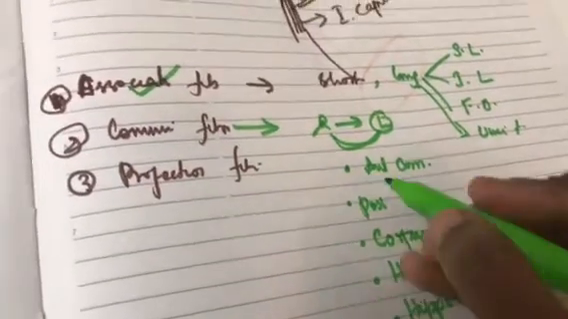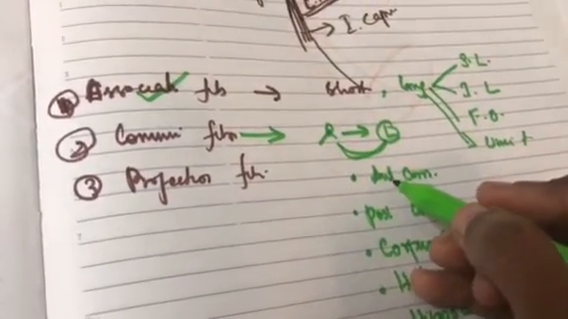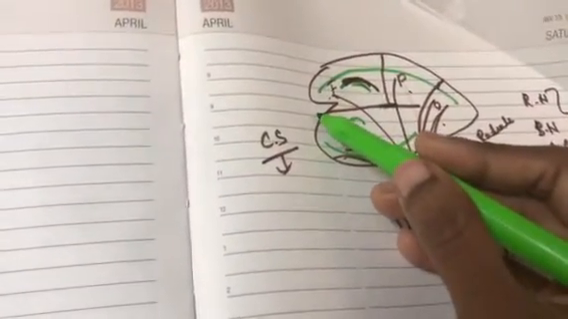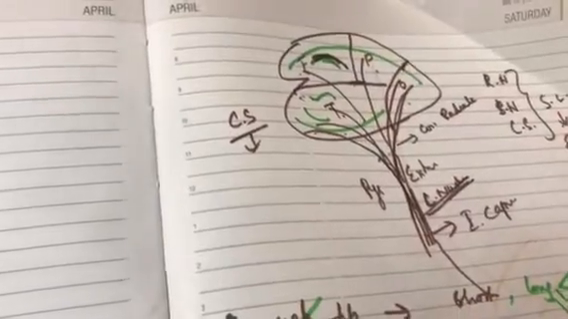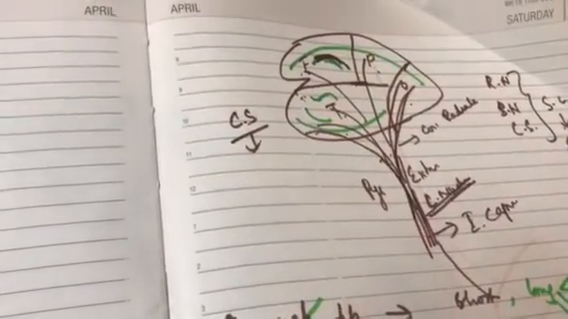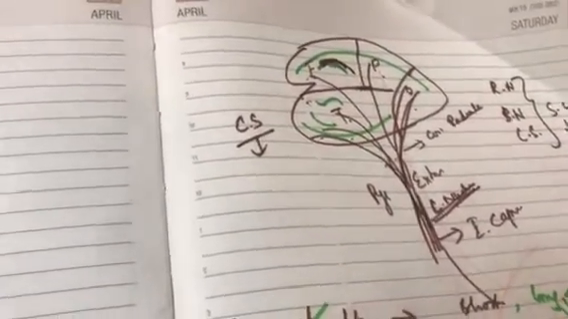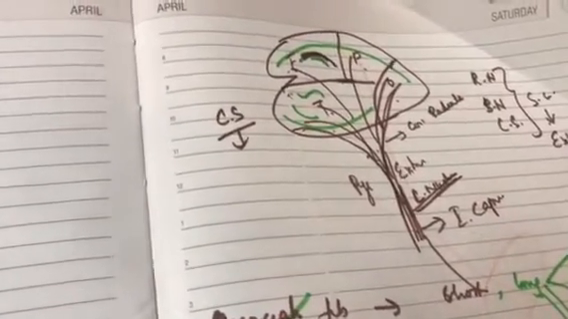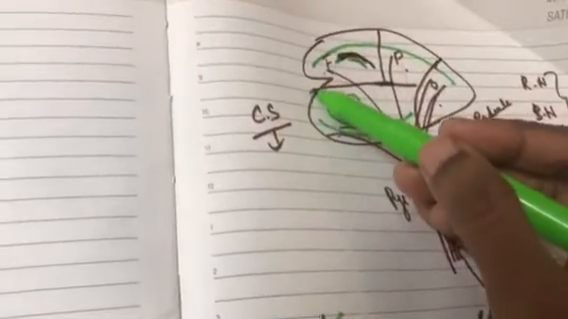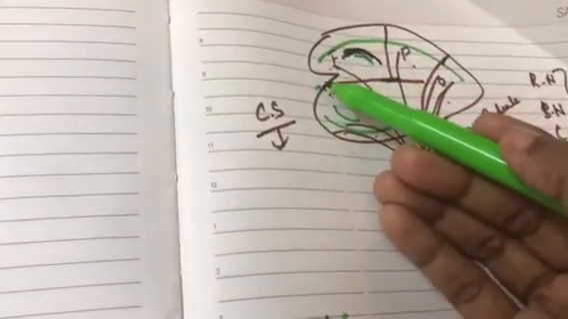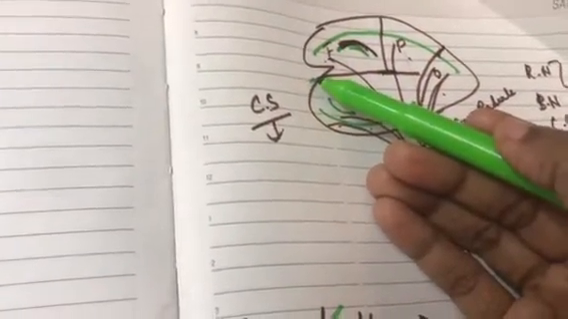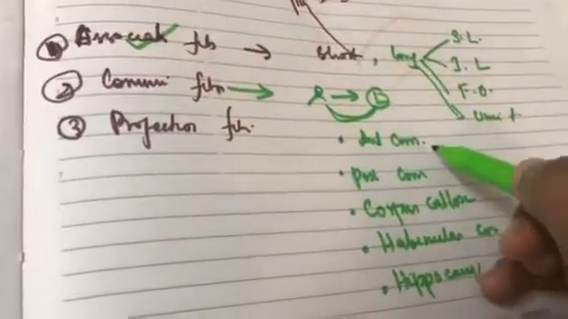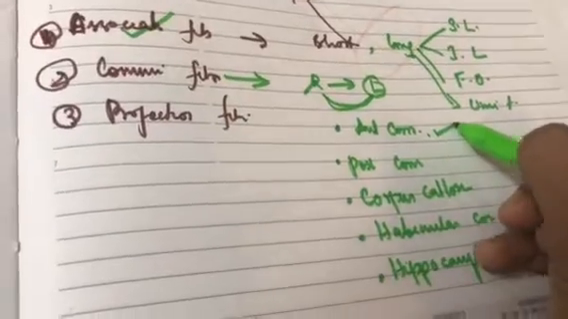What is the anterior commissure? In the anterior part, you will be having the olfactory area. Both sides of the olfactory area have communication. That's why it is called olfactory communication or anterior commissure. Both sides' olfactory areas are connected. Beneath this area you will be having the olfactory region, and this side communicates to the opposite side. That's why that commissure is called the anterior commissure.